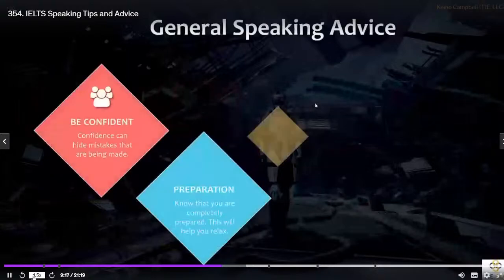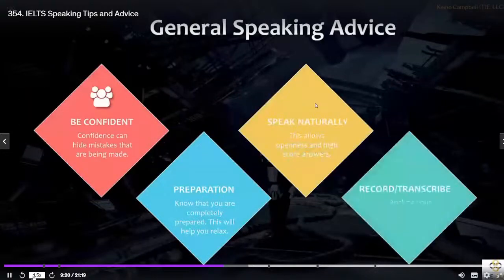Be confident, prepare, speak naturally, and record and transcribe. In terms of these 4, I'm going to really talk a little bit about being confident because there's nowhere on the rubric where it says, oh, he gets a better score for being confident. But very often, like I said, the examiners are human beings. And there's really nothing more impressive than a confident speaker. Sometimes when you're a confident speaker, it sometimes helps hide some of those mistakes that you make. So really try to be confident when you're speaking.